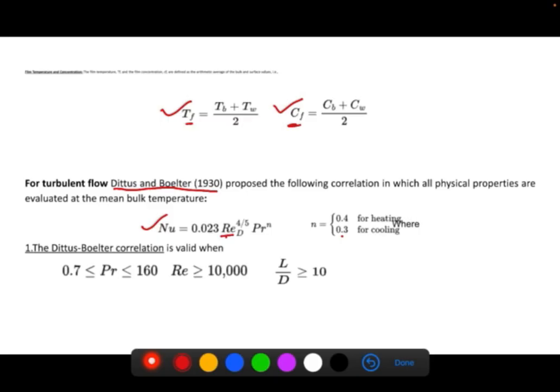Here Re is the Reynolds number based on diameter and Pr is the Prandtl number, and n changes from 0.4 to 0.3. Here 0.3 is for cooling and 0.4 for heating. The Dittus-Boelter correlation is valid only when Prandtl number is between 0.7 to 160 and Reynolds number is greater than 10,000. Also, the L by D ratio should be greater than or equal to 10.